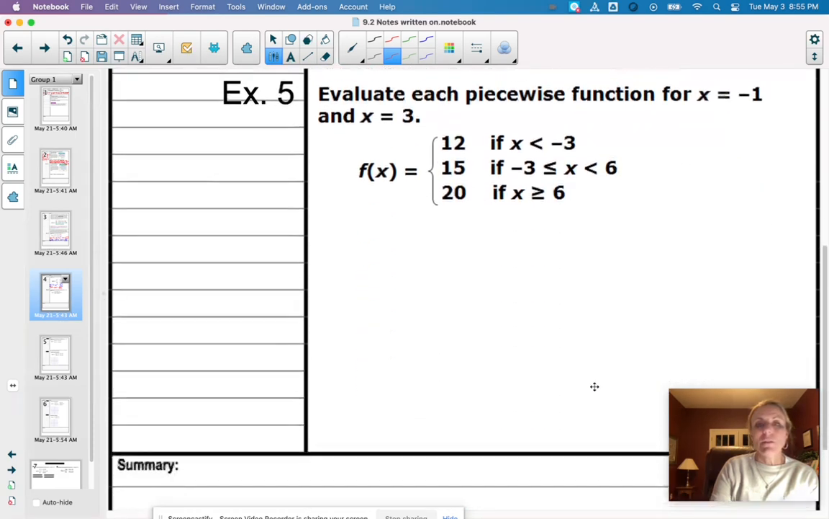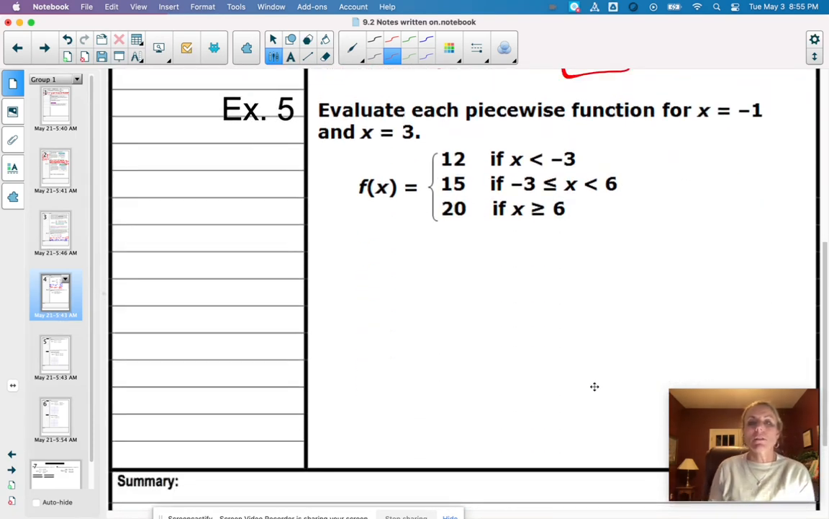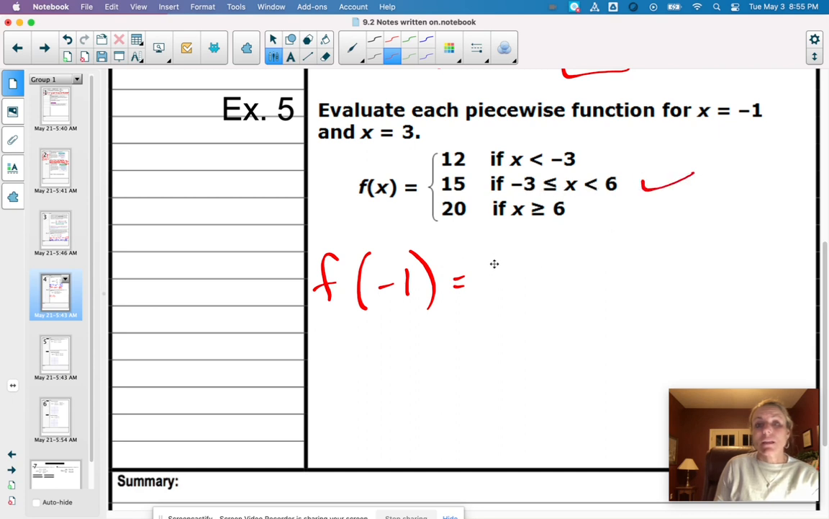Example 5. Evaluate each piecewise function. So when x is -1, so we're finding the value of the function when x is -1. Well, where does that fall? Well, -1 is not less than -3, but -1 is in between -3 and 6. So that answer is 15.